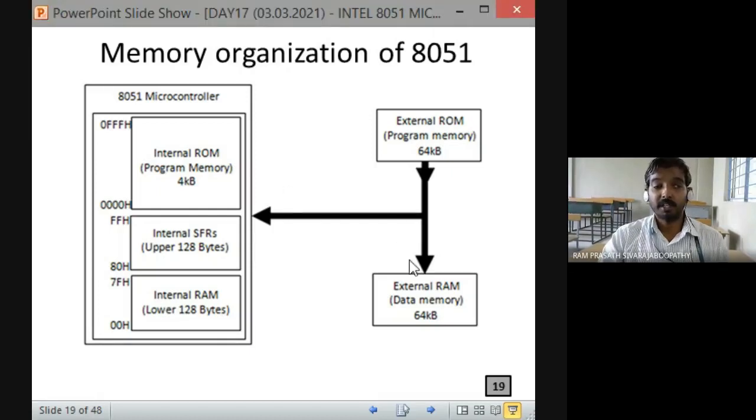Coming to the external data memory, since it is 64 KB, it needs a 16-bit address. There is one thing that may confuse us. Sir, for program memory you said a 16-bit address, either internal or external. But for data memory, it is an 8-bit address for internal RAM and a 16-bit address for external RAM. Is this clear to all of you?